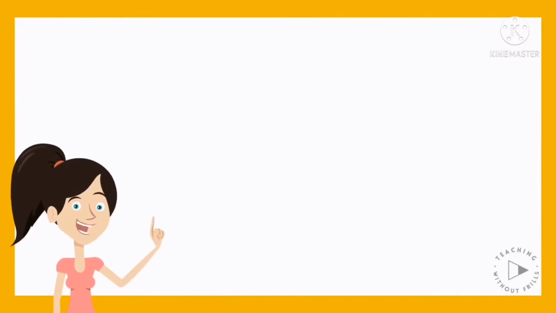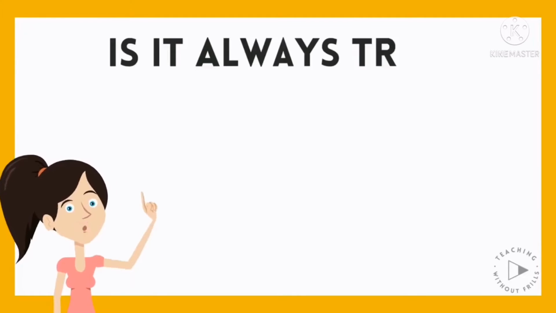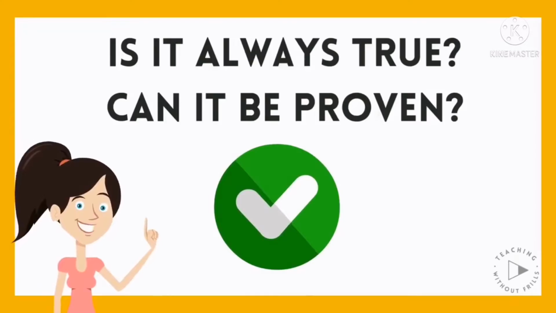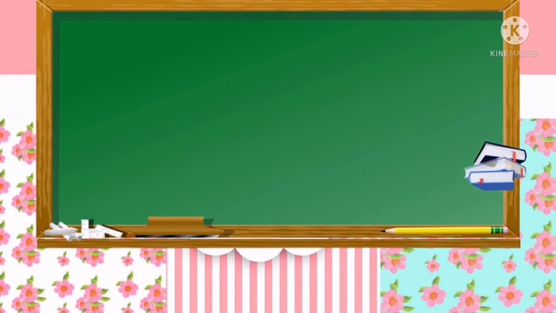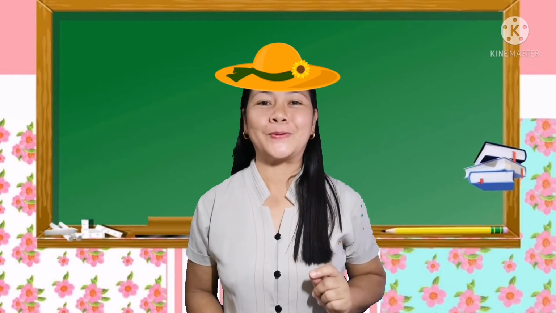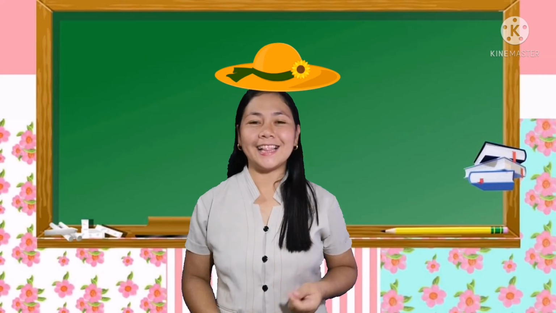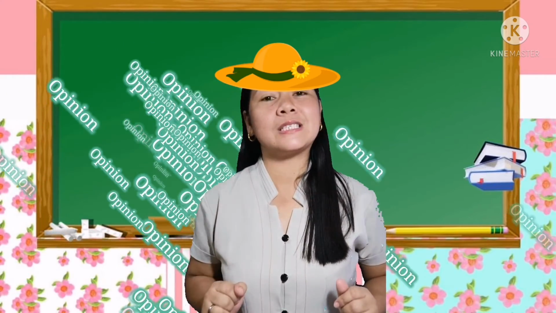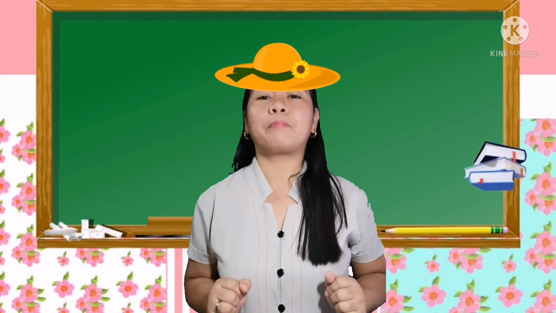So if you're trying to determine if something is a fact, ask yourself these two questions. Is it always true? Can it be proven? And if the answer is yes, then that's how you know it's a fact. Facts are statements that are always true, and they can be proven through research. While opinions are only a statement or an expression of a particular person.